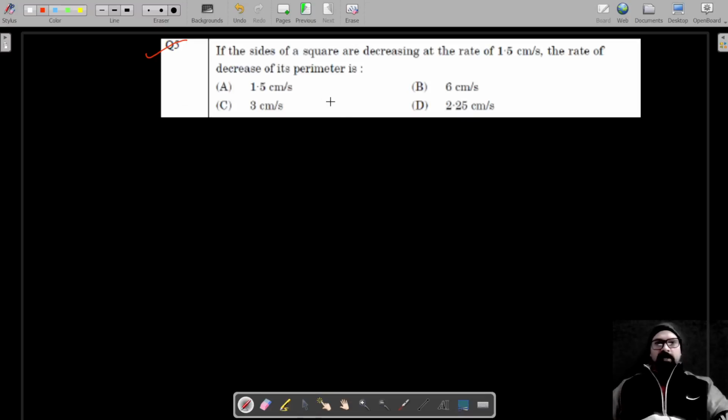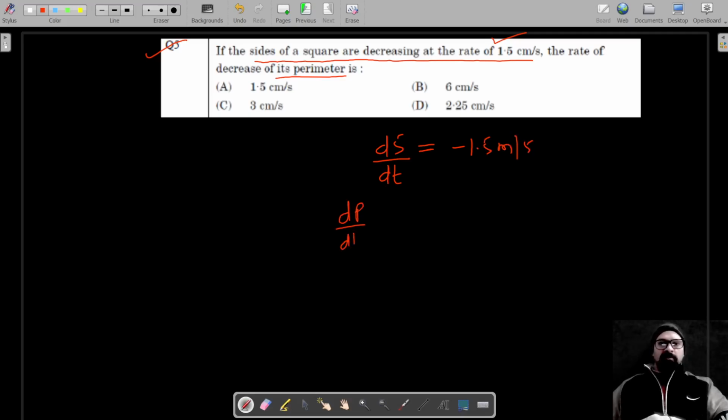Okay, for question number 5, it's given that the sides of a square are decreasing at the rate of 1.5 centimeter per second. The rate of decrease of its perimeter is. Now what's given to us is that let S be the side of the square, and rate of decrease means that it's decreasing, so let's say it's negative 1.5 meter per second. We have to find the rate of decrease of its perimeter, that is dP by dt, P being the perimeter.